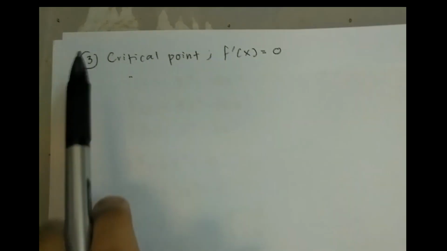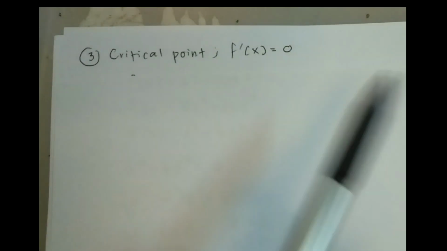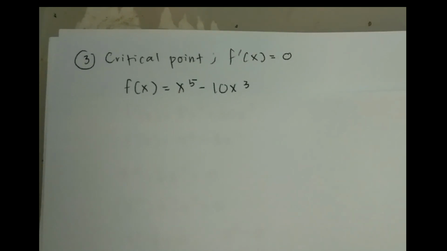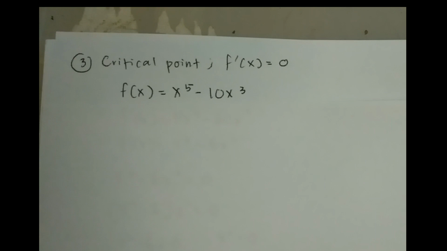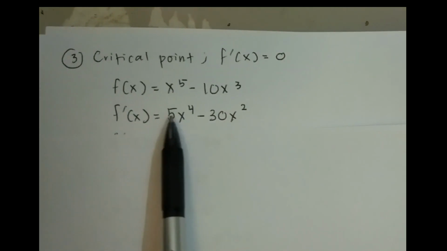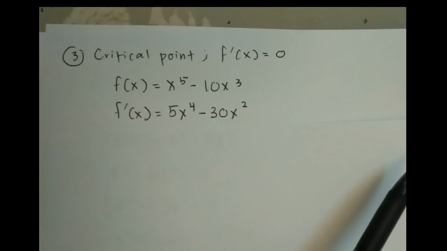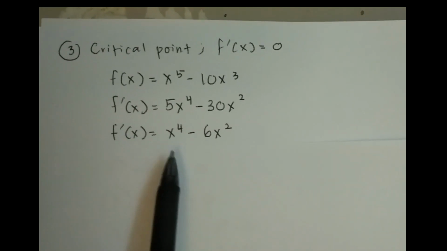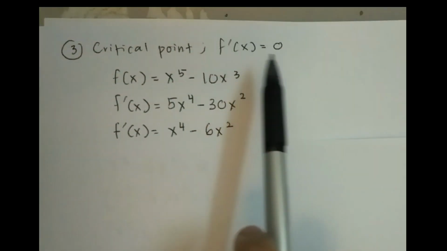Okay, next we will find the critical point. So where f prime x equal to 0. f prime x is the differentiation of f(x). So the equation given is f(x) equal to x to the power of 5 minus 10x to the power of 3. So when we differentiate, we get 5x to the power of 4 minus 30x to the power of 2. Then we simplify it, so it's easier for us to calculate. So we get f prime x equal to x to the power of 4 minus 6x to the power of 2. Then we will equate to 0 like this.